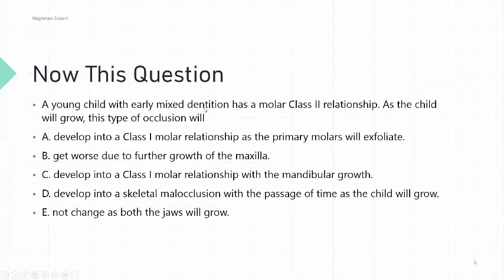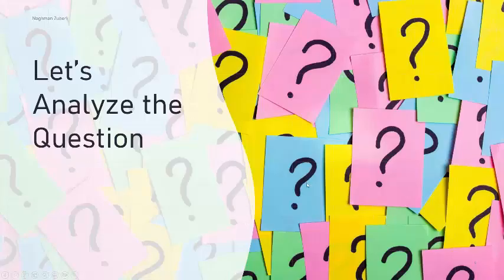Now, this is the question which is asked multiple times. A young child with early mixed dentition has a molar class 2 relationship. As the child grows, this type of occlusion will, option A, develop into a class 1 molar relationship as the primary molars exfoliate; or it will get worse due to further growth of the maxilla; or it will develop into a class 1 molar relationship with mandibular growth; or it will develop into a skeletal malocclusion with the passage of time; or it is not going to change as both the jaws will grow. So let's analyze the question.